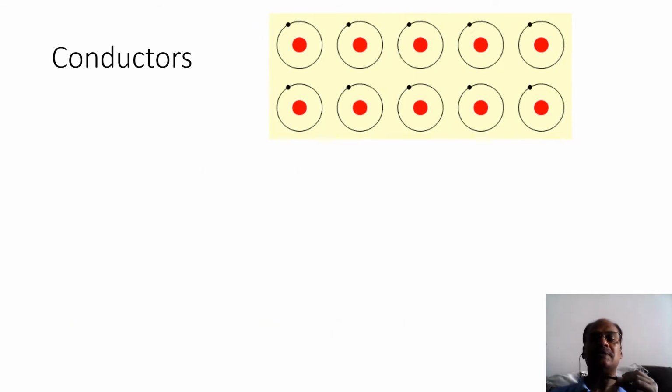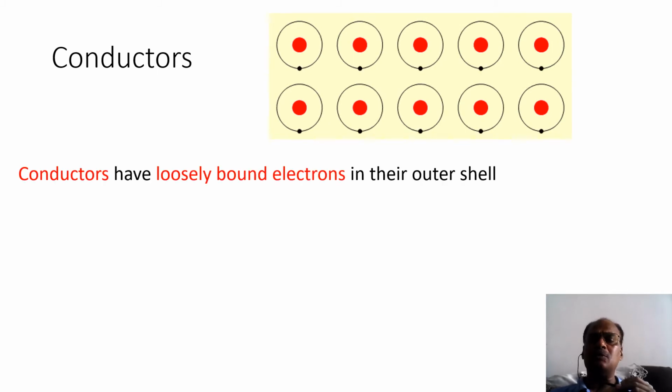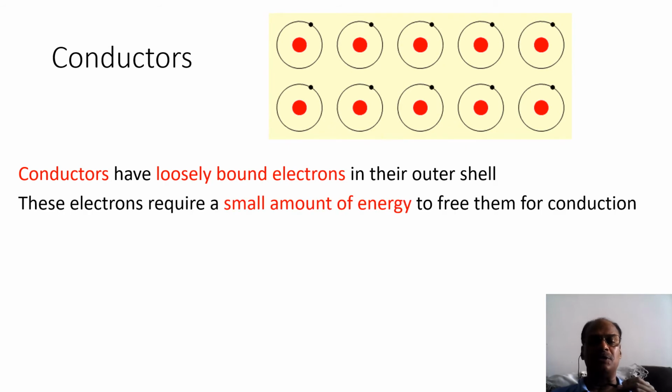Let us now see the second type of material, which is called a conductor. The conductor is a material which has very loosely bound electrons in its outer shell. So these electrons are almost free for conduction, and they require very little energy to be freed for conduction.